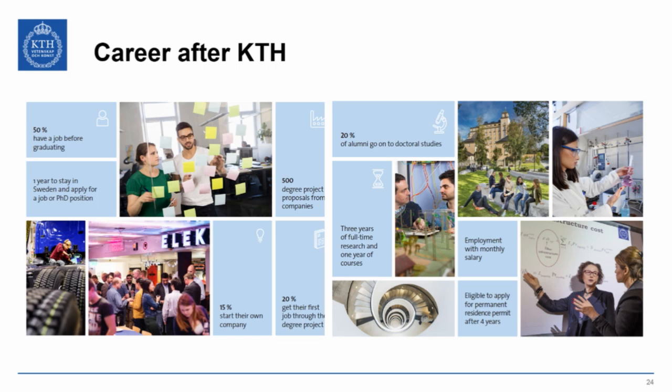20% of the alumni go on to doctoral education. At KTH, a doctoral education would mean 1 year of courses and 3 years of research. It's not done in order, you mix it, of course. But it's 4 years of studies altogether, research and courses. And you have a monthly salary during the time that you do these studies, for up to 4 years then.